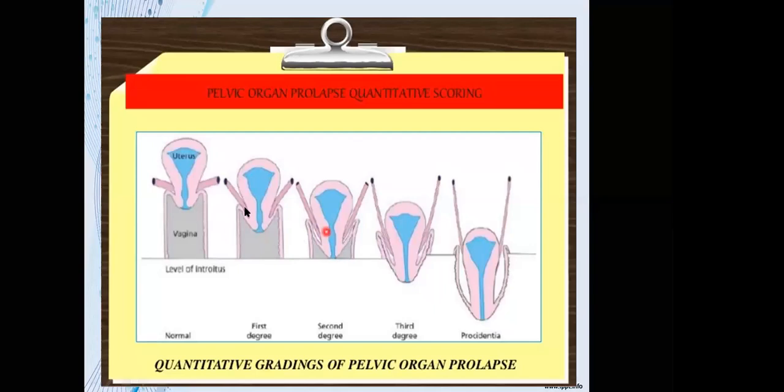Now there are different degrees of the prolapse. The first degree, when the uterus has come down to the introitus, second degree when it is at the hymen, and third degree when it is coming out, and sometimes procidentia is considered as fourth degree, when the whole of the uterus is coming out and it is not going back. Okay, so these are the four degrees, or sometimes third degree is also considered as procidentia. Procidentia means complete uterine prolapse.